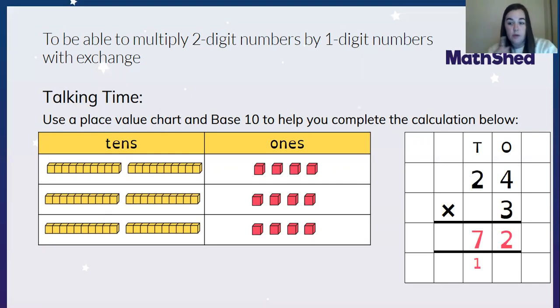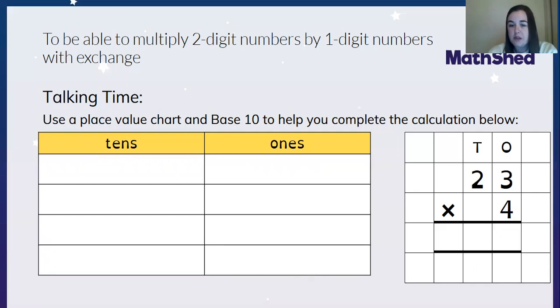Again, if you wanted to check once you've worked it out, you can count the Deans in the place value chart to check. So we've got 10, 20, 30, 40, 50, 60, 61, 62, 63, 64, 65, 66, 67, 68, 69, 70, 71, 72. We can check it that way. You could always draw out the Deans, couldn't you? On a piece of paper, or if you've got a whiteboard or something, you can use that to help you.